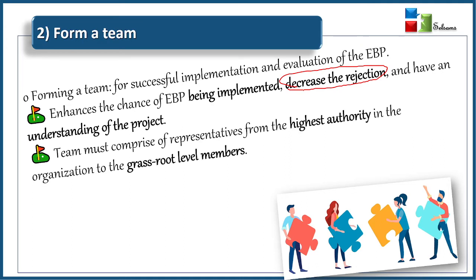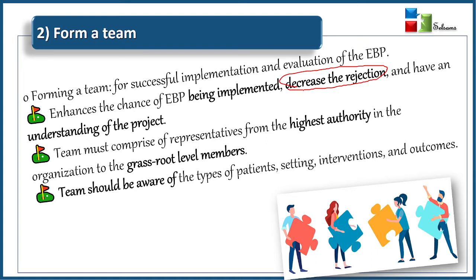The team must include representatives from the higher authority. It matters because you need support from all higher authorities of the organization as well as the grassroots level members. Grassroots means low level people. So a project can't be only with the higher authority or only with the grassroots, you need them together so that you can finish your program.